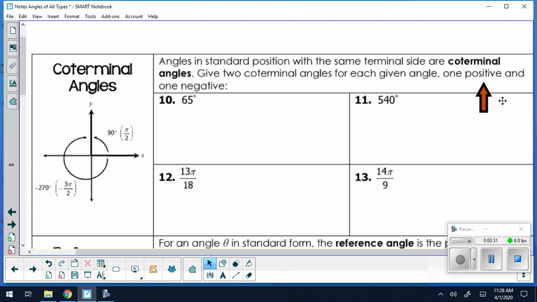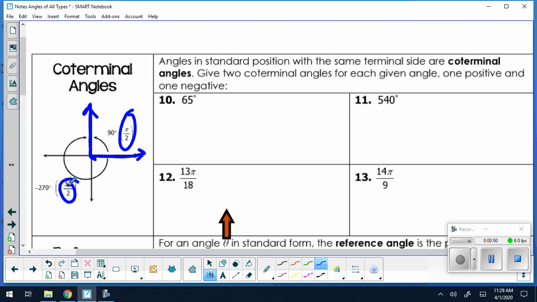Give two coterminal angles for each angle, one positive and one negative. So let's start over here and talk first about what it is that we're looking at. On this one, the angle we're looking at is 90 degrees. We'll talk about this part momentarily, so just ignore that for right now. Going counterclockwise, standard form, is going to be 90 degrees, right?